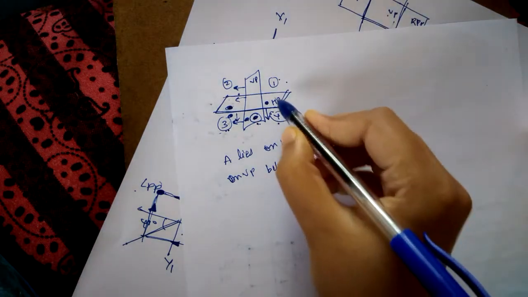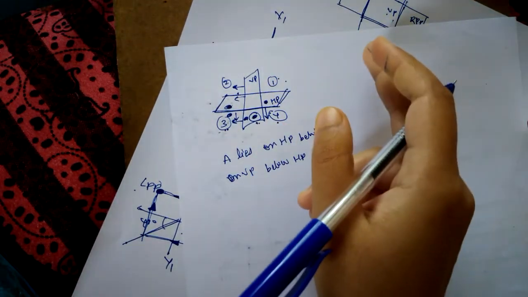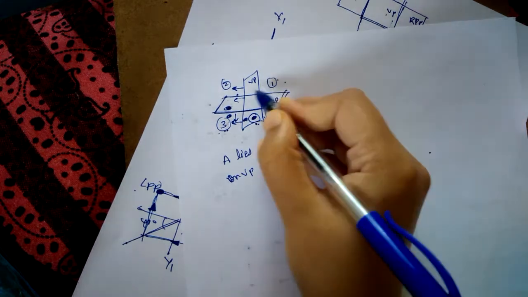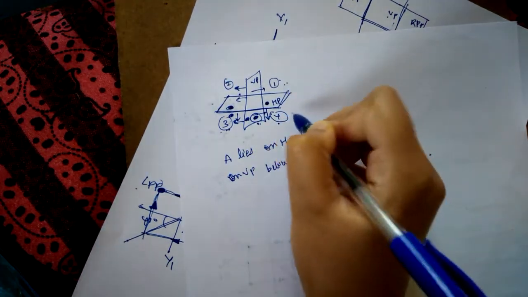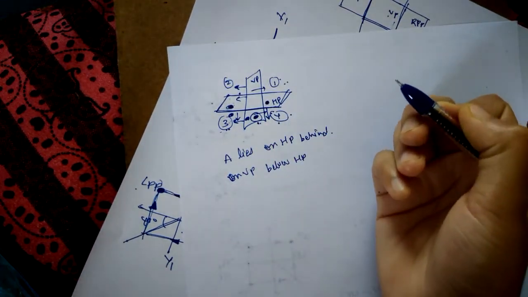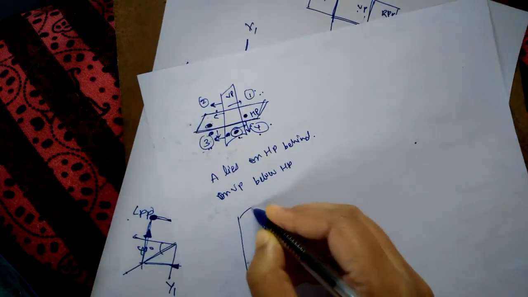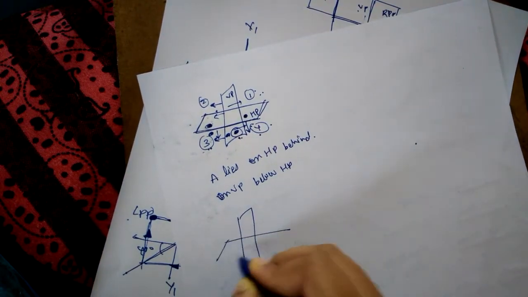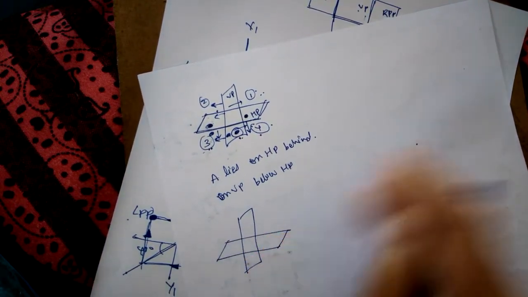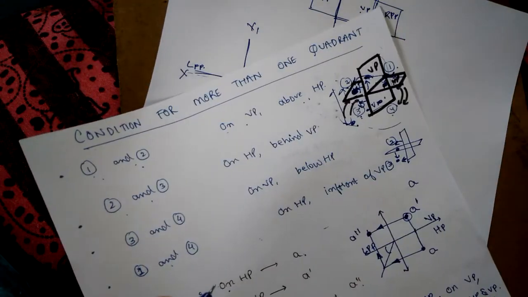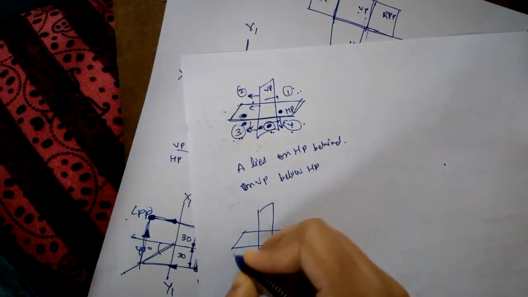Now if a person says an object is on HP and in front of VP, so on HP in front of VP, first or fourth quadrant. So this is how you recognize the quadrants. Now these two parallel planes, which we consider for the angle of projections, rotate in clockwise direction.